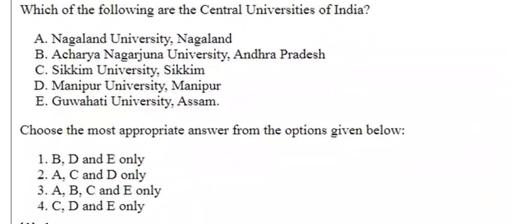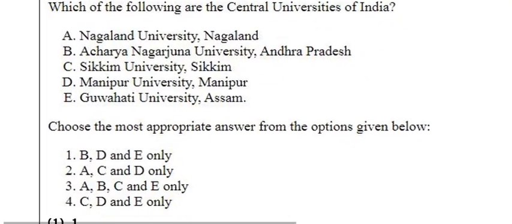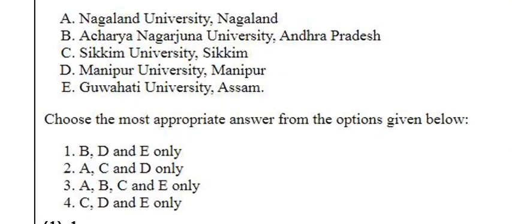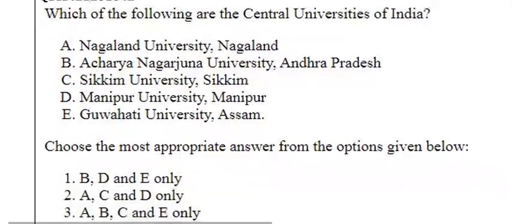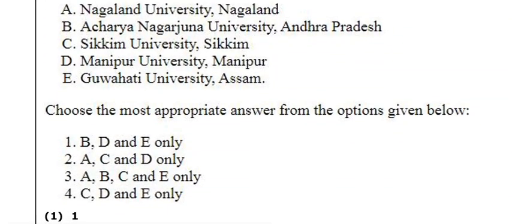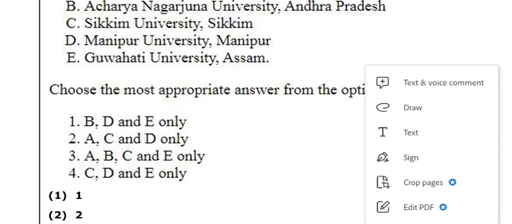Next is, which of the following are the central universities of India? Nagaland University, Nagaland; Acharya Nagarjuna University, Andhra Pradesh; Sikkim University, Sikkim; Manipur University, Manipur; Guwahati University, Guwahati. BDE, SCD, ABC, CDE. 42, it will be number B. A, C, and D only.